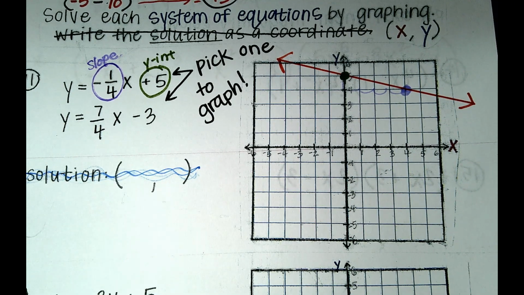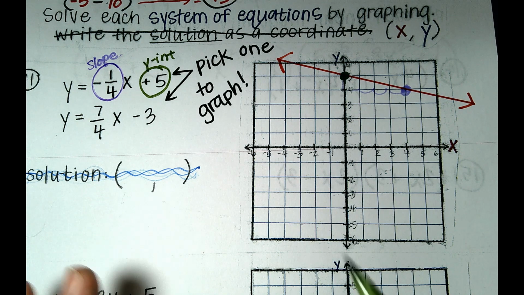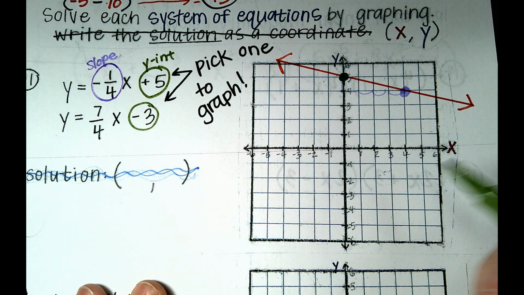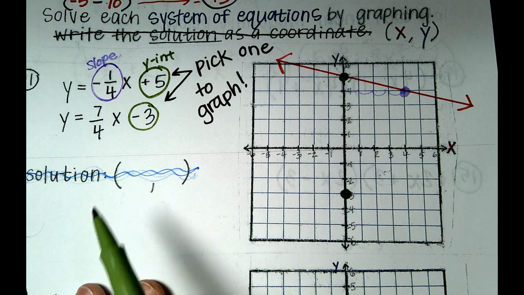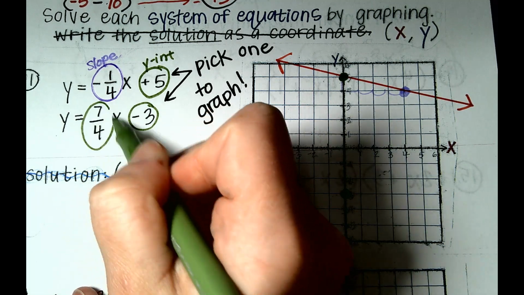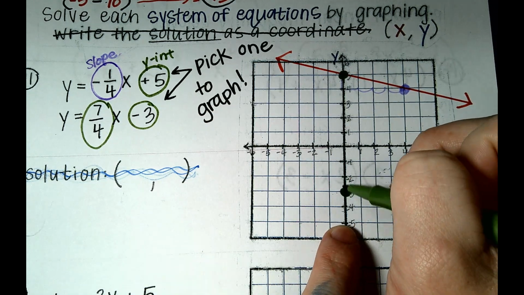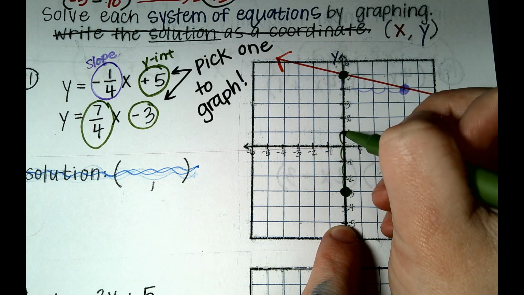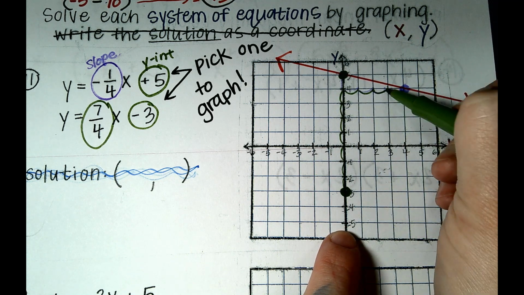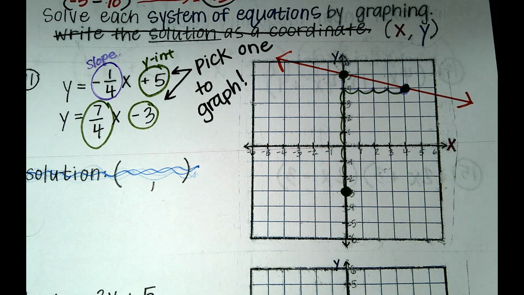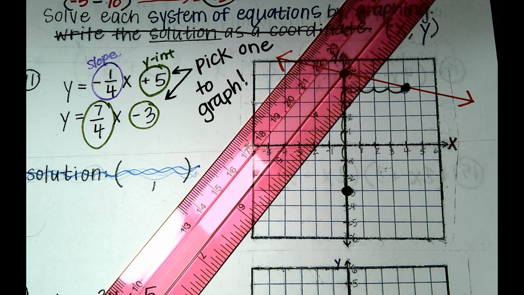I have y equals 7 over 4x minus 3. What would be my starting point? Yes, negative 3 on the y-axis. Yes, up 7 over 4. So 1, 2, 3, 4, 5, 6, 7 over 1, 2, 3, 4. Ah, look at that. They share a point. Yes, yes. So now we just connect these dots.